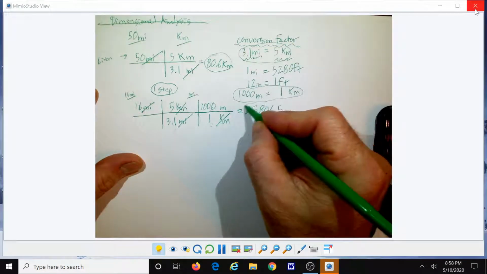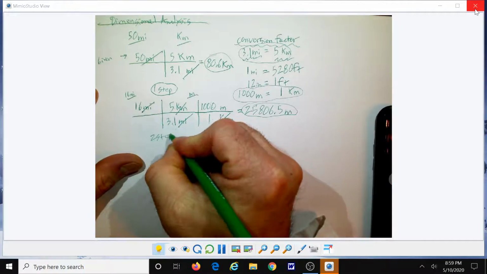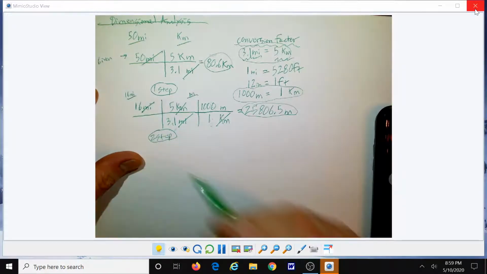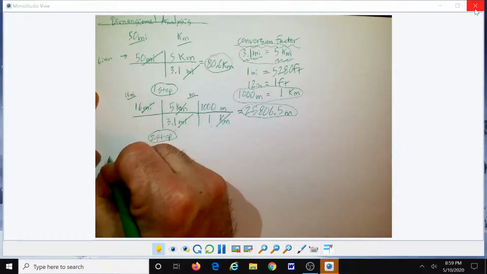Okay? So there's an example of a two-step problem. This is a two-step problem. So now we're going to apply this math to something called a mole. But before we do that, we have to know what the heck a mole is.